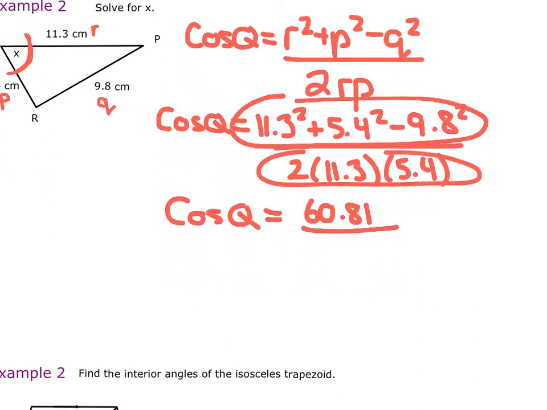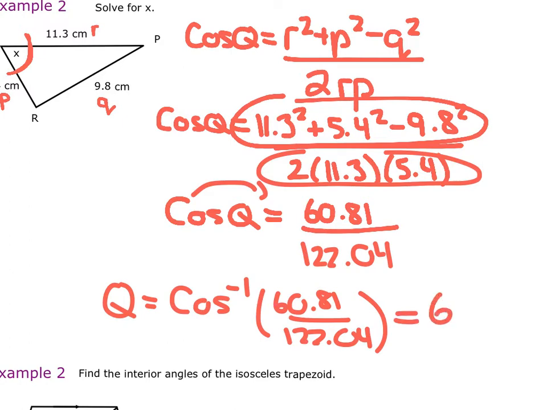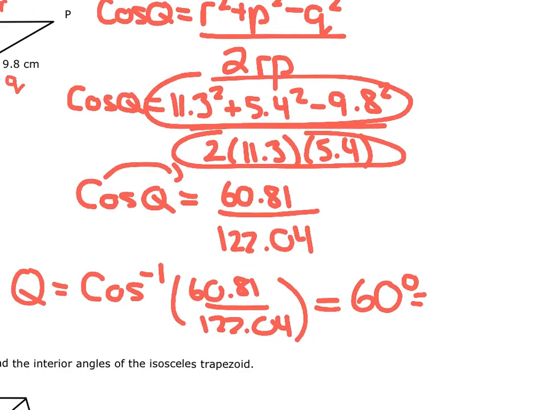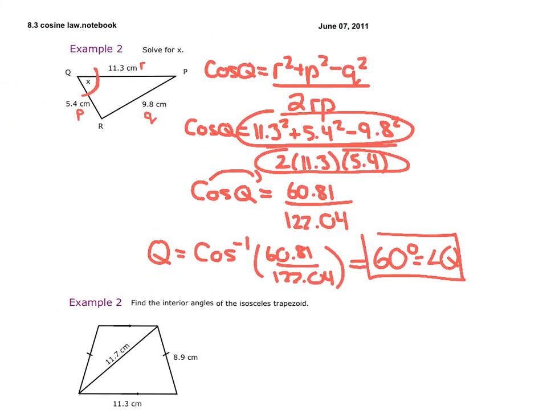Solving the bottom, 122.04. And keep those values, and now again, you're going to bring cos to the other side. So cos inverse of 60.81 divided by 122.04. And when we do that, we find out that angle Q is about 60 degrees. Okay, so we solved for that angle.